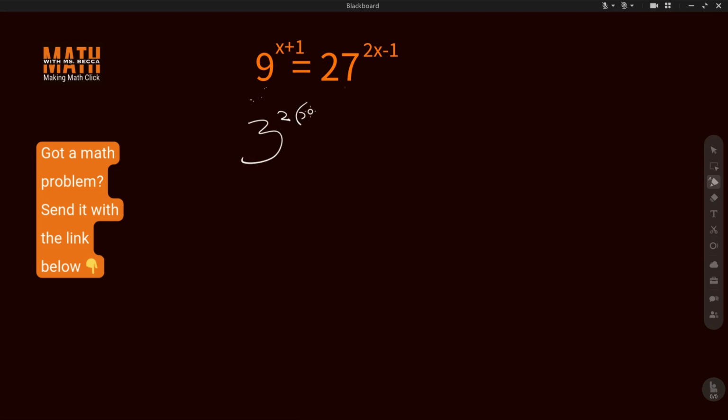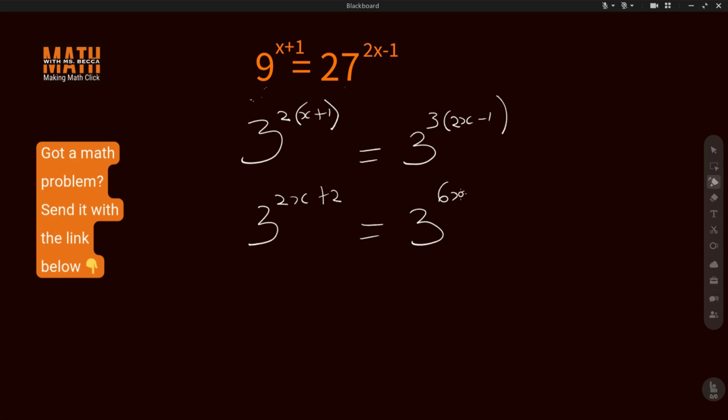Then we have this power already here, we keep it there, we multiply it by this, and this is the same thing as 3 power 3. Then we have 2x minus 1. Now let's expand the bracket so that we have 3 power 2x plus 2, and this will give 3 power 6x minus 3. Now that we have the same thing on both sides, then we can equate the power.